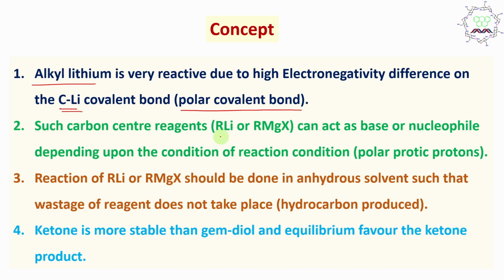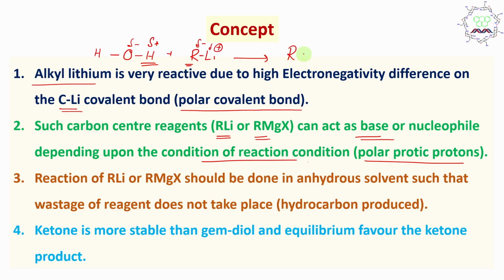Such kind of reagent like this alkyl lithium or Grignard reagent can act as base or nucleophile depending upon the condition of the reaction, meaning polar protic proton. What do I mean? Polar protic proton means any proton which is attached to electronegative atoms like OH. For example, if I say water is present, this has a delta plus hydrogen, so that can react with this RLi. So this R can abstract this proton, and what does it result in? It results in RH plus lithium hydroxide.